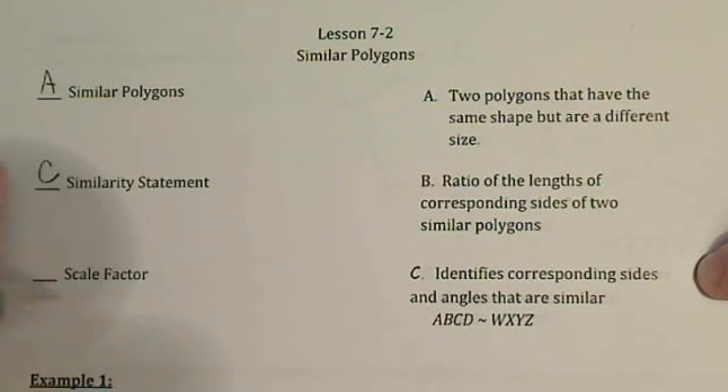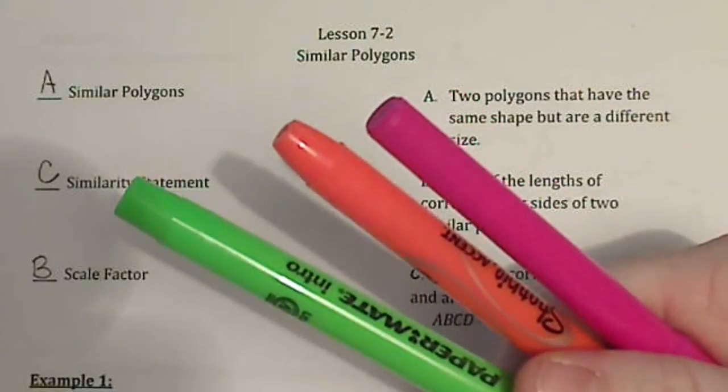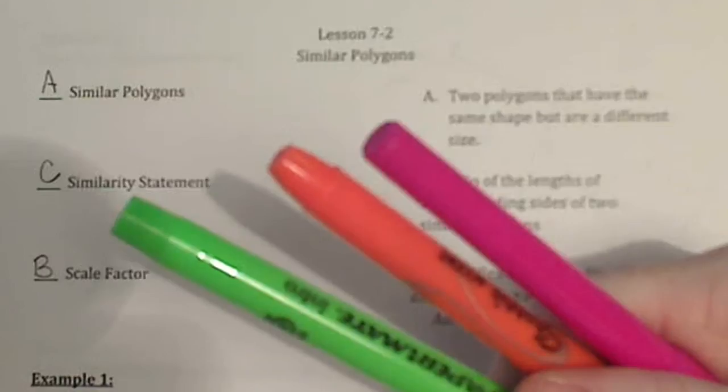And of course, scale factor is letter B. The ratio of lengths of corresponding sides of two similar polygons. And we'll talk more about that later. For example 1, you will need 3 colors. They could be highlighters or pens, but you need 3 of them. So go ahead and get those.